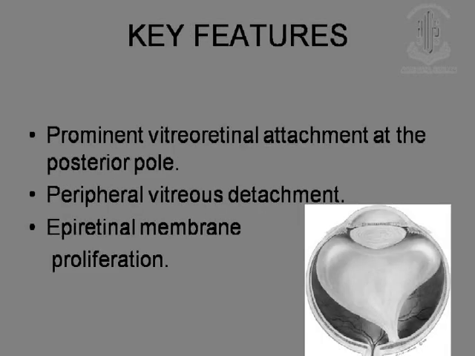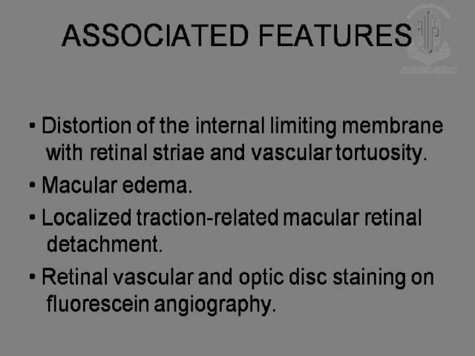So here, as you can see, the vitreous is separated on both the sides, and only in this particular area there is a vitreous attachment. And that prominent attachment is also associated with a significant area of proliferation and epiretinal membrane formation there. So the distortion of the internal limiting membrane will cause retinal striae.